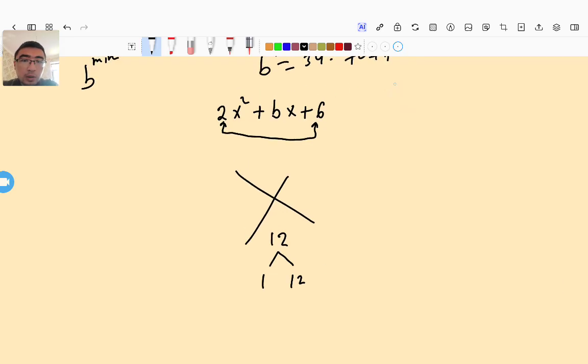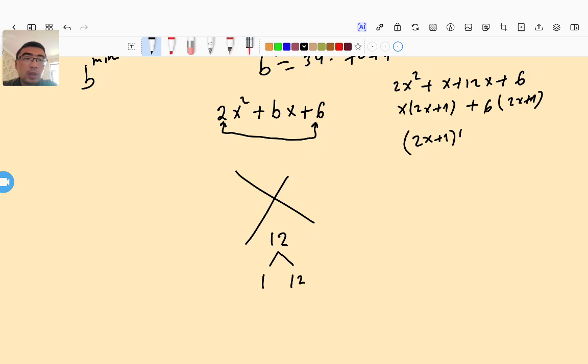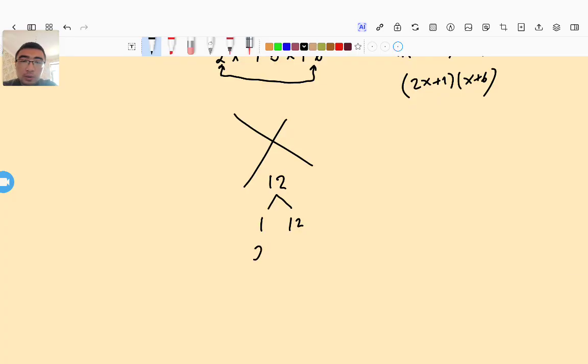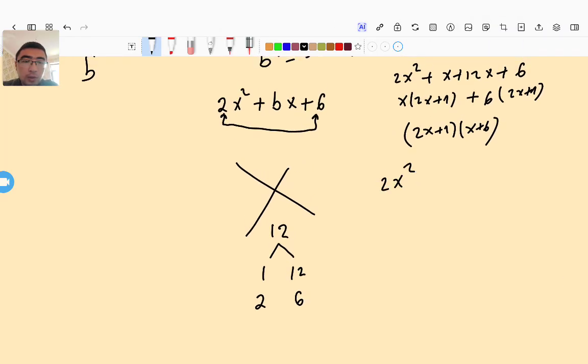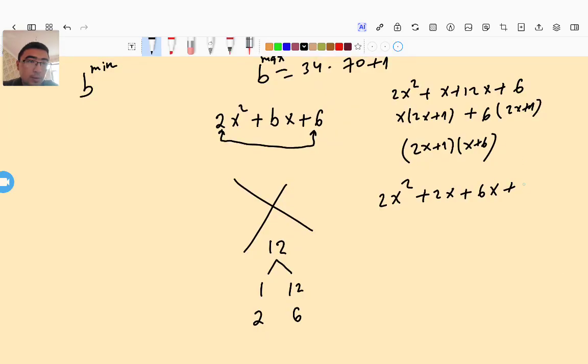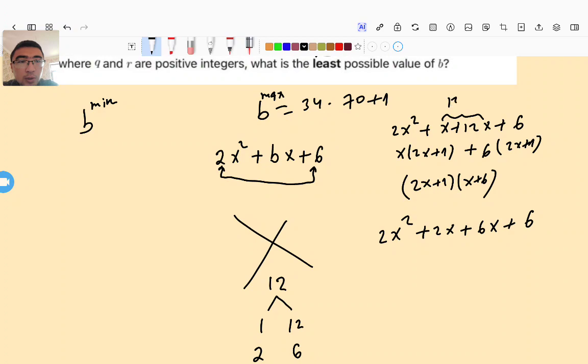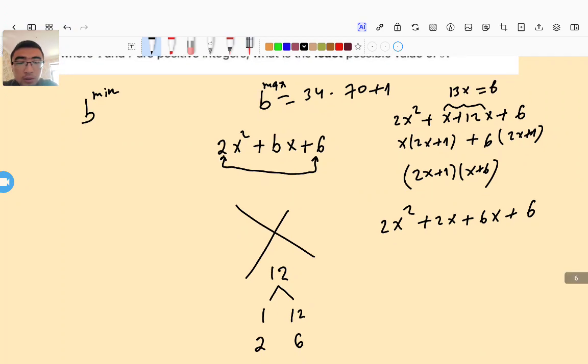So in this case, 2x squared plus x plus 12x plus 6 will be x times (2x plus 1) plus 6 times (2x plus 1). By factoring it, I take (2x plus 1) times (x plus 6). Good. Also we have 2 and 6. It means 2x squared plus 2x plus 6x plus 6. From here I can conclude that it is 8x, the value of b is 8 here.